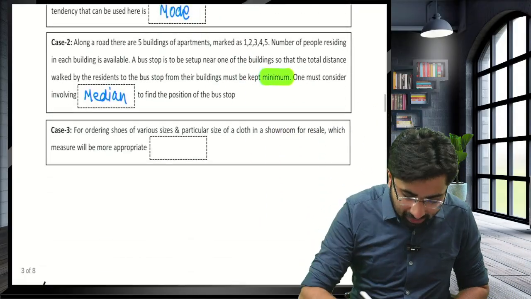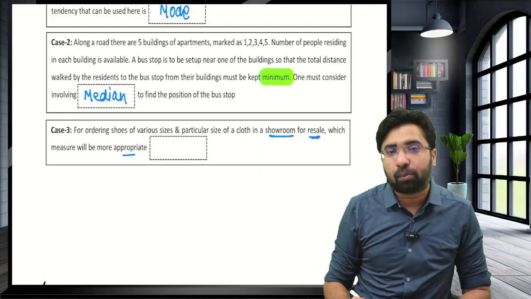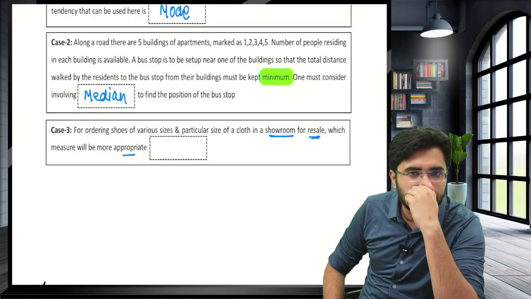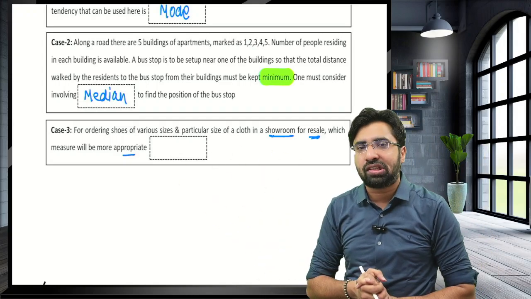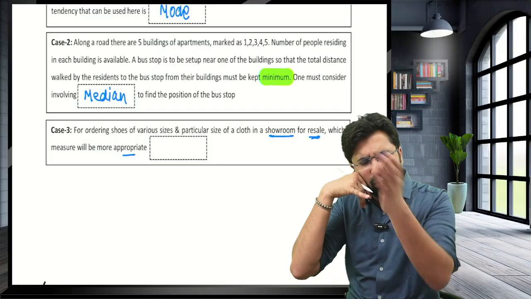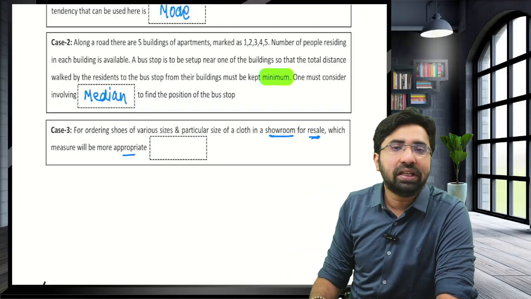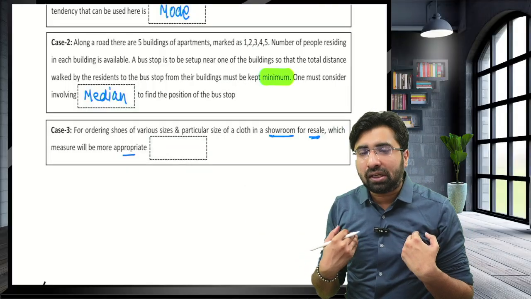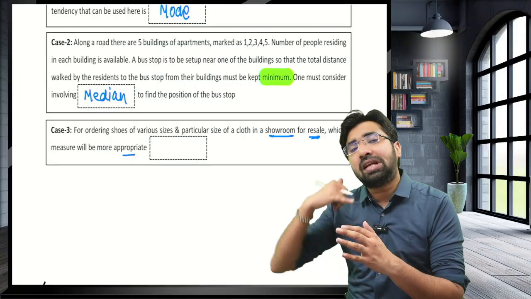Now see, for ordering shoes of various sizes for a showroom for resale, which method is appropriate? I'm trading in shoes, and if I want to pre-place the order, I call my wholesaler. For example, I'm maintaining a shoe shop for Skechers. Skechers asks, Aman sir, which size, large, medium, or small, should we send more? I will say the customers are more for medium size, so I will prefer to send medium size in more quantity.